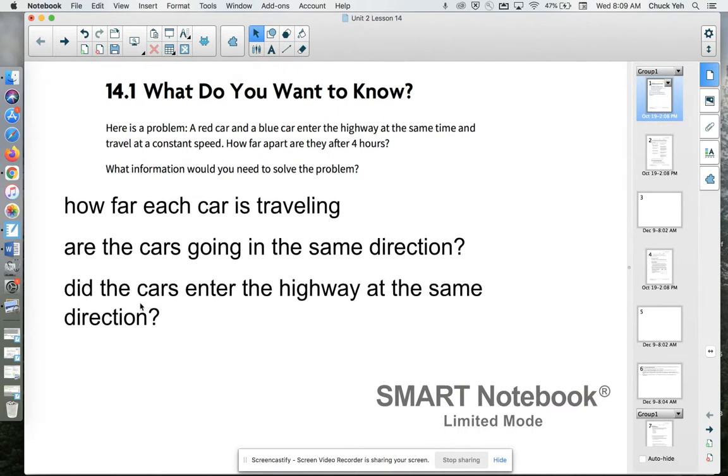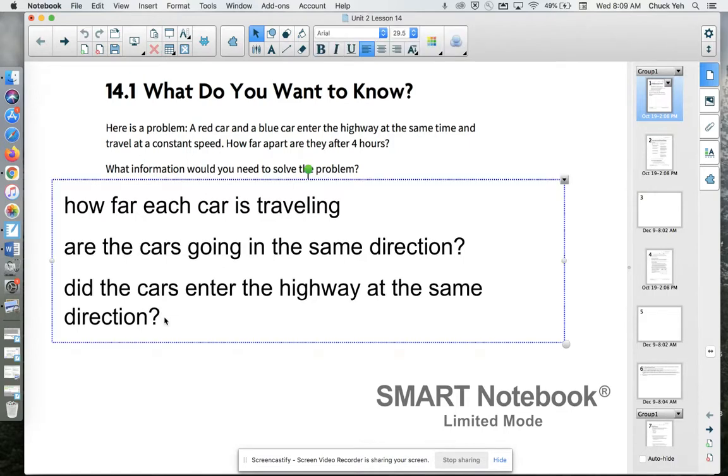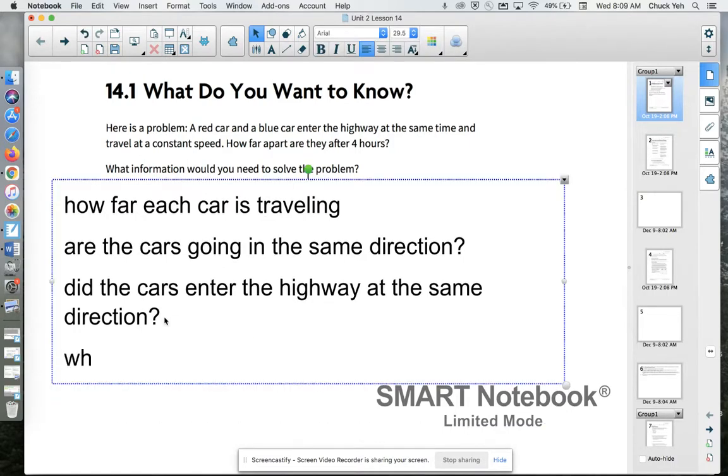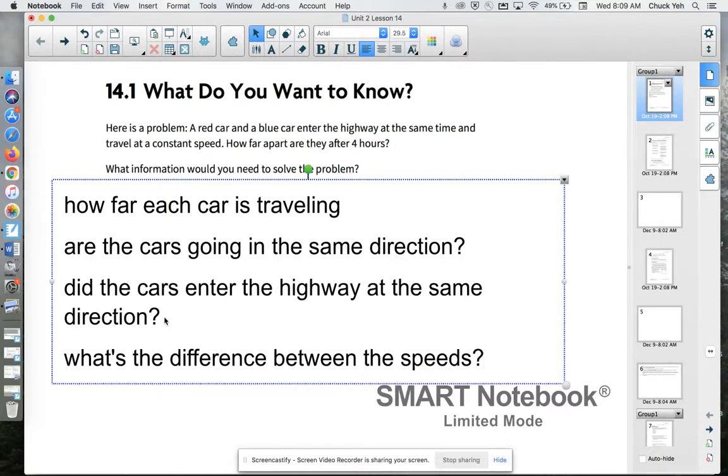And what's the difference in the speeds? If you had two, then great. If you had more than two, wow, that's pretty good. So that's some information that I would want to know.